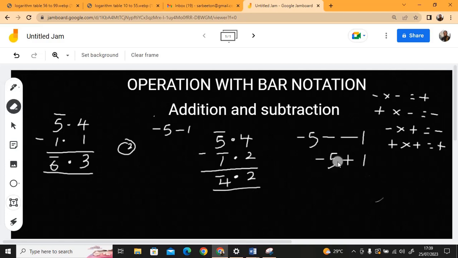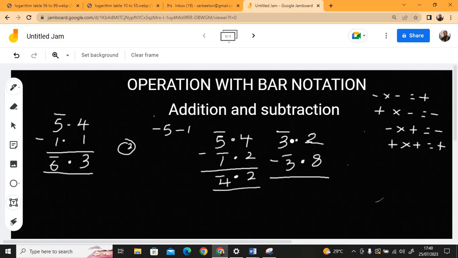Now let's check another one. Let me clean this one. Let's check another question. Now, let's assume you are given something like this. You have, sorry for this, bar 3.2 minus bar 3.8. Now, the problem is that you have to borrow. You can borrow from here.